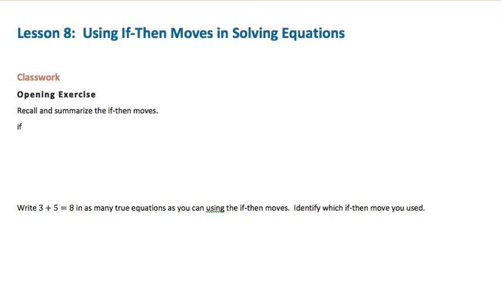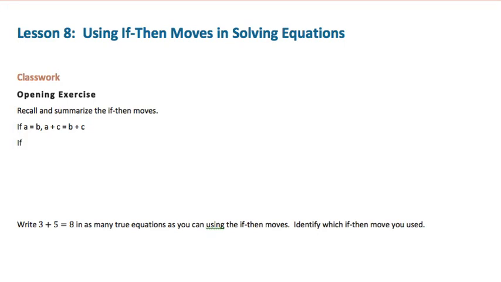If A is equal to B, then A plus C is equal to B plus C. In other words, if two quantities are equal to each other, then we can add the same number to both sides and it will still be equal.